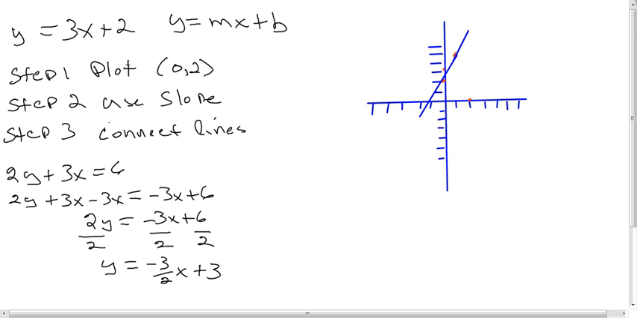Okay, now all we need to do for the third and final step is to connect the points. So, draw a line. And for better or worse, we see our little line is going down and to the right, and that's obvious because we see a negative 3/2, which is going to tell us that we will have a negative slope.